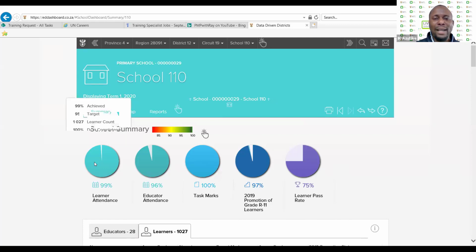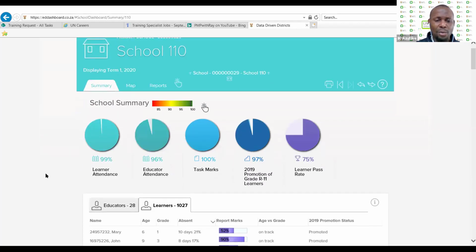Now, moving right along, colleagues, as I said, we have completed this. Now we are going down to learners. We have educators here. You see the number of educators in the school, 28. The number of learners still coincides with the top information that we saw, 1,027. And can we see the learner names, the age, the grade, absent, report, age versus grade, are they on track or not, and the promotion status.